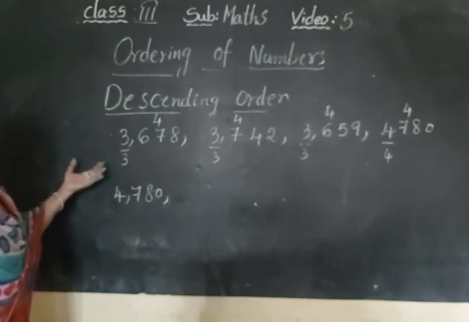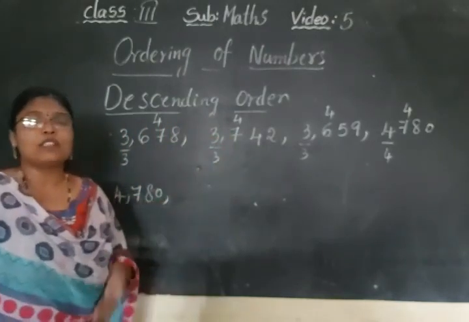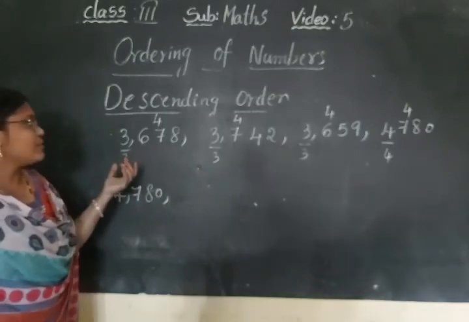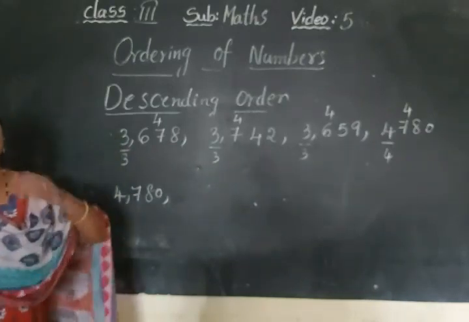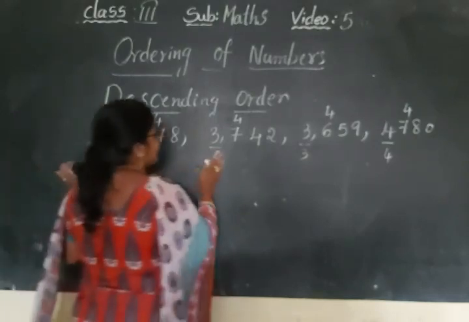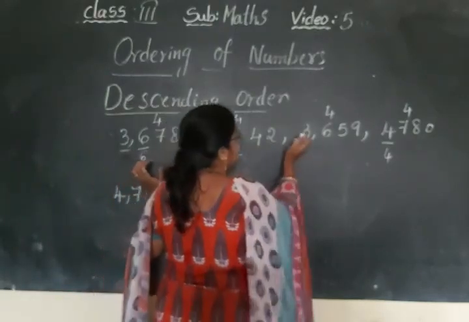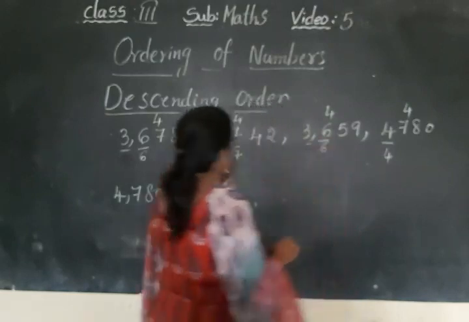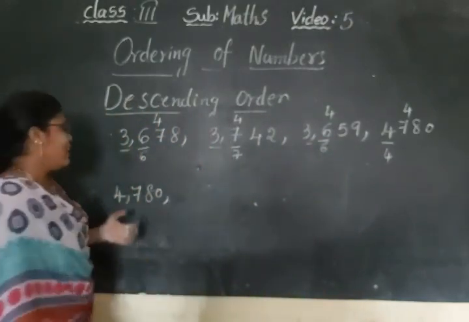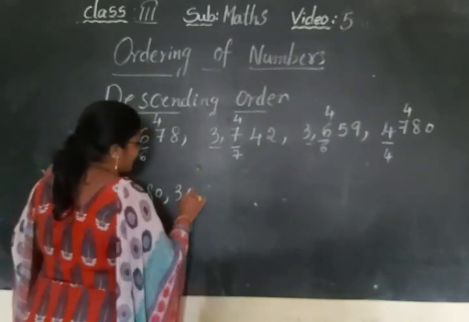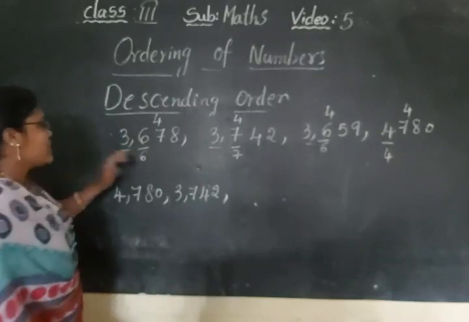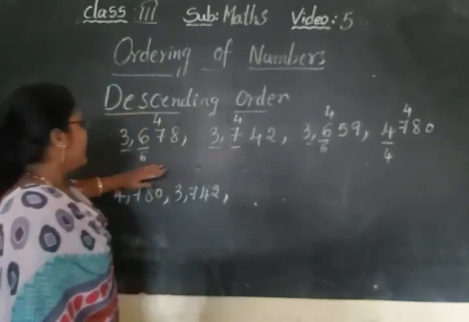Now, all 3 of the remaining numbers have 3 as their first digit. What do you have to do? Go to the next digit. What is the next digit here? We have 6 and we have 7 here and 6 here. 6 and 7, which is the biggest one? 7. Very good. So write 3,742.